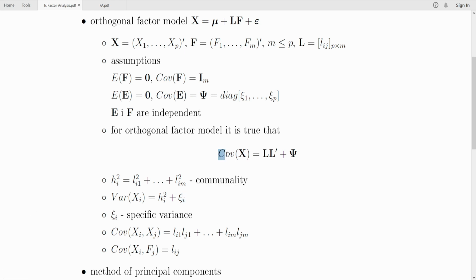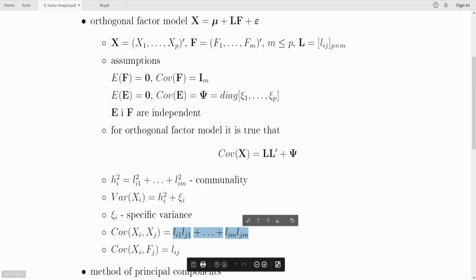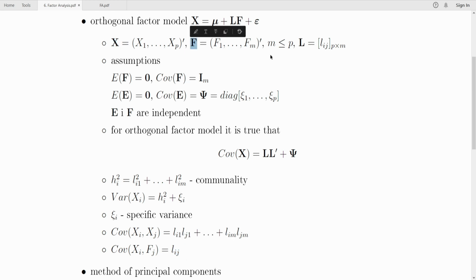This is for the diagonal elements of the covariance of X. We also have the covariance between xi and xj, which is just given by this sum. And the covariance of xi and fj can be proven to be l_ij, or you can say that the covariance between x and f is actually the loadings matrix L, this matrix.